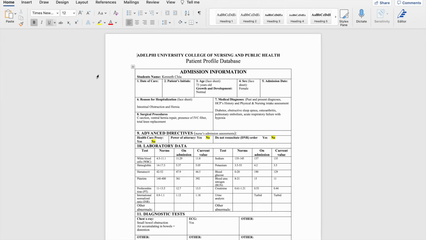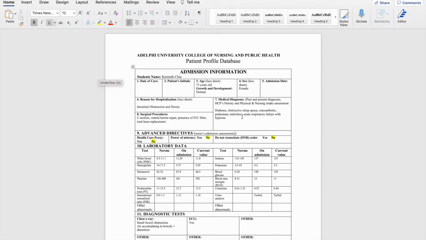This is what it looks like when the patient profile database is completed. This is for one of my patients. I left out the date of care, their initials, and the admission state for privacy reasons. But this is just an example. We see the reason for hospitalization for this patient was an intestinal obstruction and hernia. And I listed some of the past medical history, the medical diagnoses that they had. This patient had diabetes, obstructive sleep apnea, osteoarthritis, pulmonary embolism, acute respiratory failure with hypoxia.